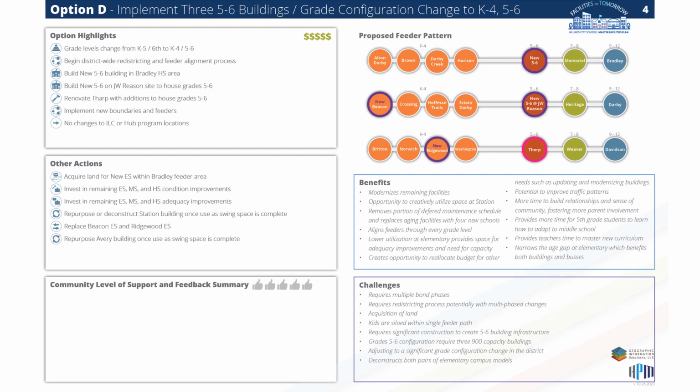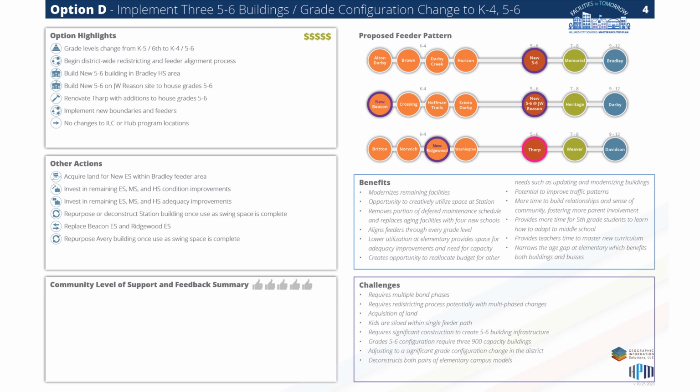Option D, implementation of 3 5th through 6th grade buildings with grade configuration changes. This option is similar to option A in terms of facility construction and single path feeders, but with the additional change that converts the current K through 5 and 6th grade configuration to become K through 4 and 5 through 6.